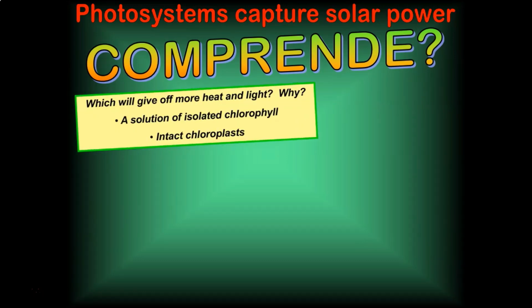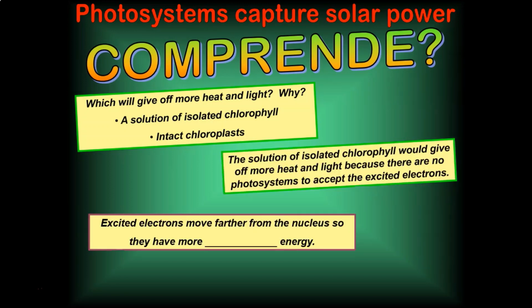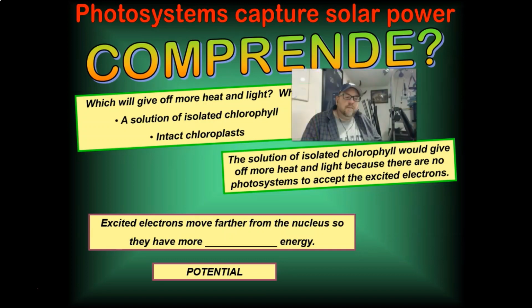Which will give off more heat and light, and why? A solution of isolated chlorophyll or intact chloroplast. Now think about what we just talked about. If you're talking about which one's going to give off more heat and more light, it would just be the chlorophyll, right? Because there's nothing to grab the electrons. As the electrons jump up, they fall back down. Whereas intact chloroplast should have photosystems, right? And of course, excited electrons move farther from the nucleus, so they have more what kind of energy? Potential. Very good.